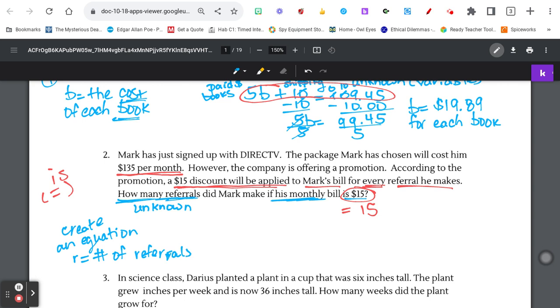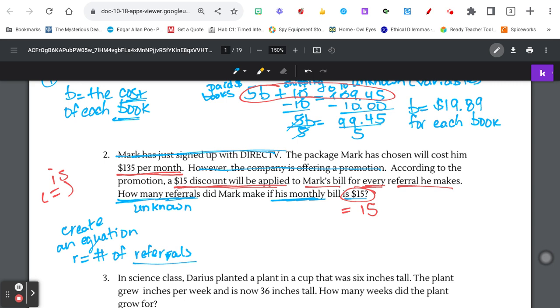Got it? So I'm going to go back to my sentence. Mark has just signed up with DirecTV. That's not going to go with R. The package Mark has chosen will cost him $135 a month. That says nothing about referrals. So $135 is not going to go with R. However, the company is offering a promotion. That's what I call a distractor. You have distractors, and I'm sure you've talked about these in English. It's just a distracting sentence. It's just meant to throw you off.